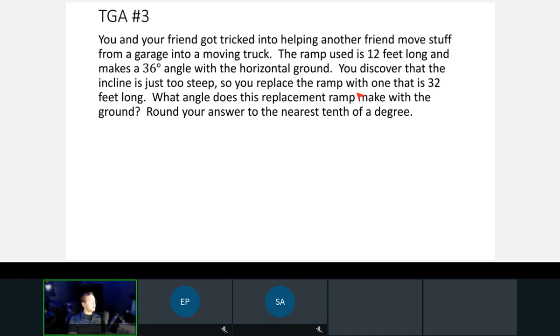You discover that the incline is just too steep. So you replace the ramp with one that is 32 feet long. What angle does this replacement ramp make with the ground? Round your answer to the nearest 1/10 of a degree.